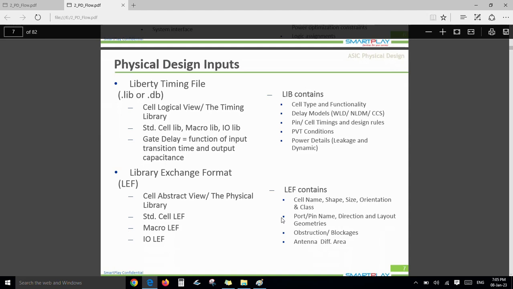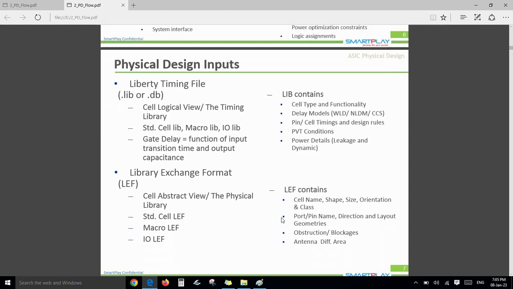In the library file, what we used to have is timing and functionality, delay models, and the delay models are wire load delay model, NLDM, CCS model. So based on the input transitions and the output capacitance load, these things are going to be calculated and put in a library. These things are done by the standard cell library team, guys. So actually this is not the responsibility of the PnR team.